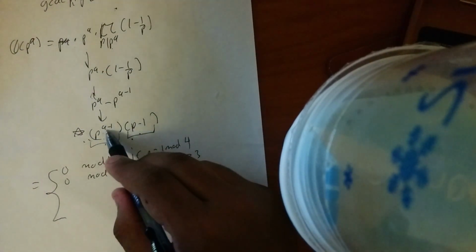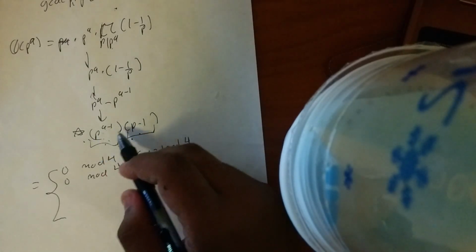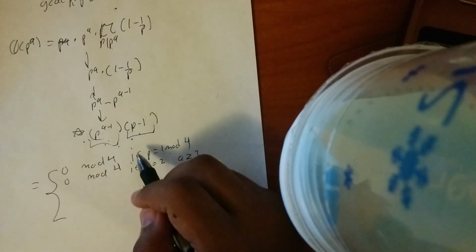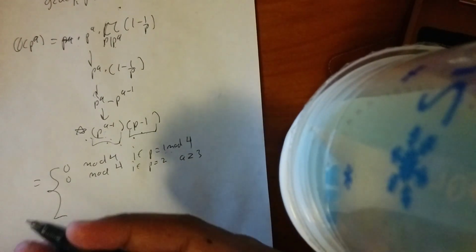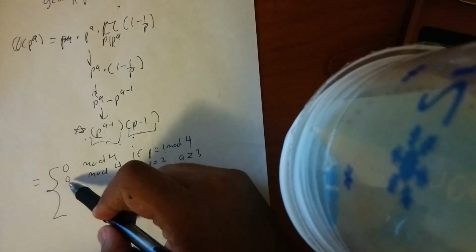So why is that? If I plug in 3, that's 4 already, right? Because 2 squared. And continue on: 2 cubed, 2 to the fourth, 2 to the fifth. They're all divisible by 2 squared. Therefore, they're divisible by 4. Since they're divisible by 4, if I take mod 4 of it, I'm going to get 0.